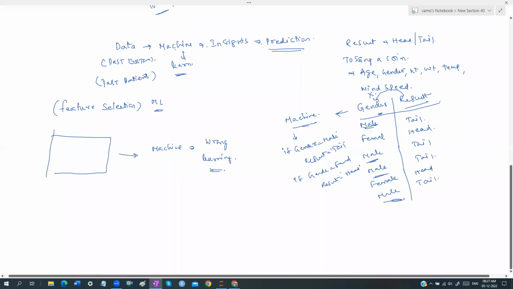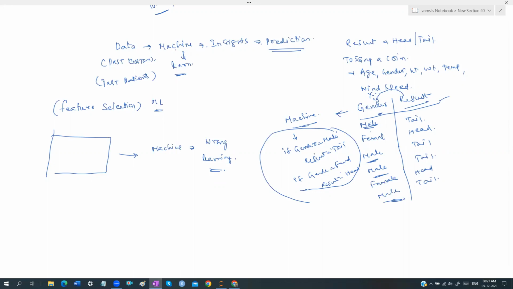Why is it going to do the wrong learning? Because it does not really know. For example, if I give the same data directly to the machine, it says if gender is male, then the result is a tail, and if gender is female, it is going to be a head. But these insights practically are not going to work, guys. Because in the real application, if you ask a male to toss a coin, it will be either a head or a tail. If a female tosses a coin, it is also going to be either a head or a tail. We can't say otherwise.